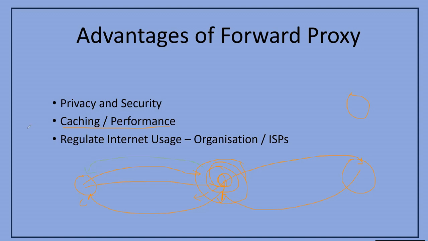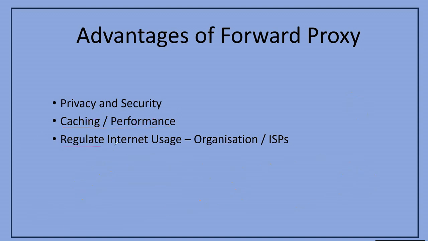Think about it. Another user from the enterprise here again wants to browse Amazon. He just comes here, the proxy will look at the cache, and then it will give back the page to him. So the caching is actually increasing the performance of the page that you're receiving back. So that's the caching functionality of the proxy.